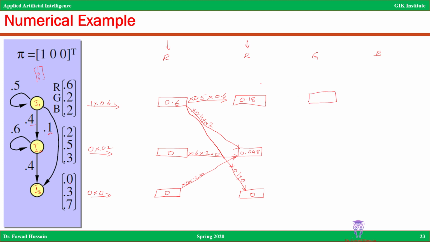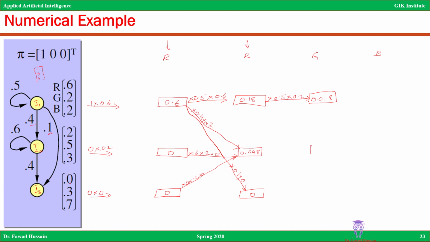So now we have selected the first two colored balls as red. Now the third ball has to be green. If I am coming from here, this will be 0.18 multiplied by, from first jar remaining in the first jar, so multiplied by 0.5, and multiplied by green, which is 0.2. So multiplied by 0.2, and this is 0.018.